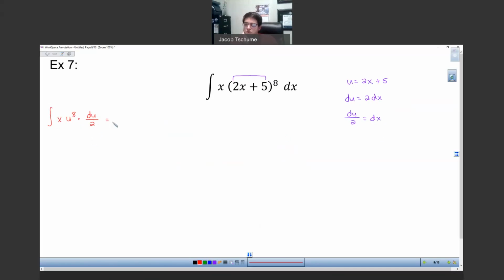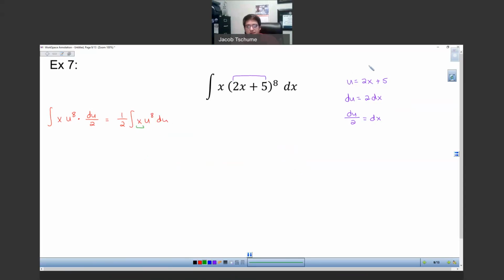The only thing you can do at this point now is that extra 2, which is a constant, you can bring it out in front of your integral, and we have 1/2 times the integral of x times u to the 8th du. This can't be integrated yet. You're going to have to find another way to get rid of that x. That is where your original u substitution comes in. This will be your first example of what we call a double substitution.